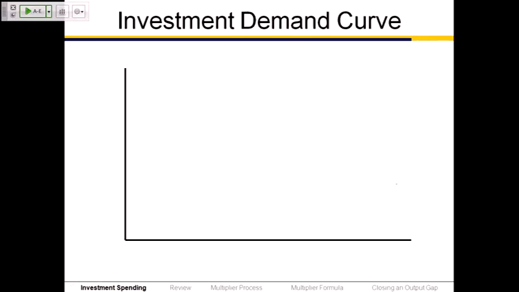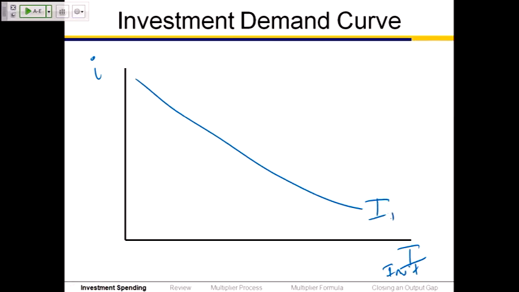All right, let's remember the graph of the investment demand curve. Interest rates, lowercase i, on the vertical axis. Investment spending, we use uppercase I for investment spending, C plus I plus G, is on the horizontal axis. And our investment demand curve is a downward sloping line. It does not matter whether you draw it as a straight line or not a straight line. What matters is that it has a downward slope.